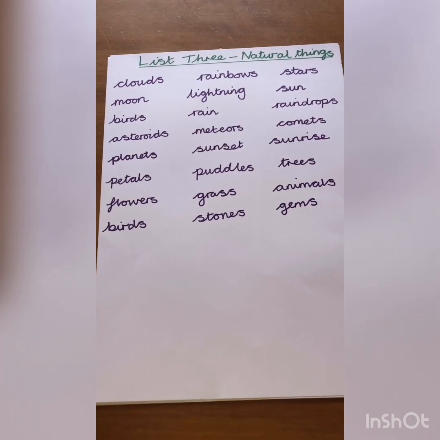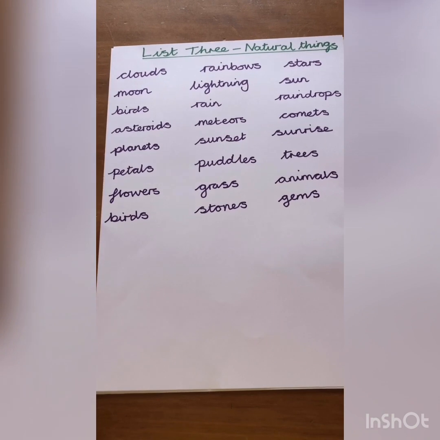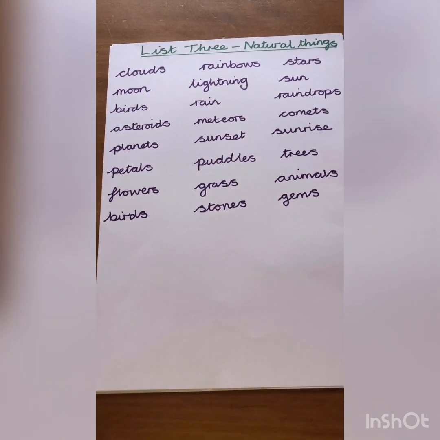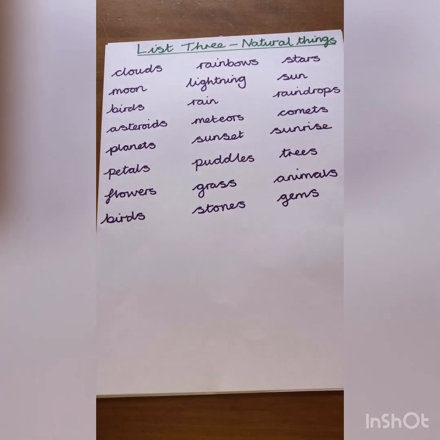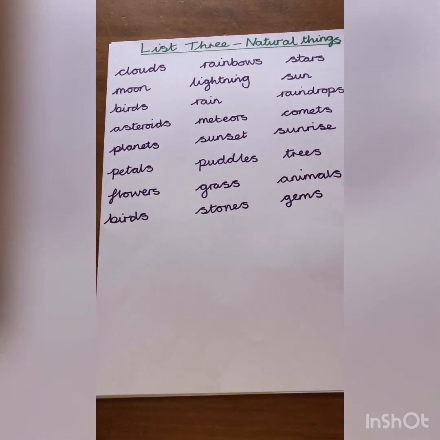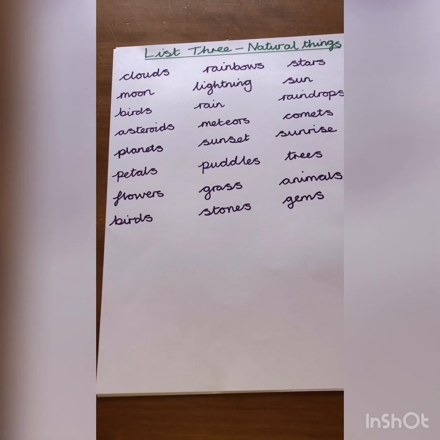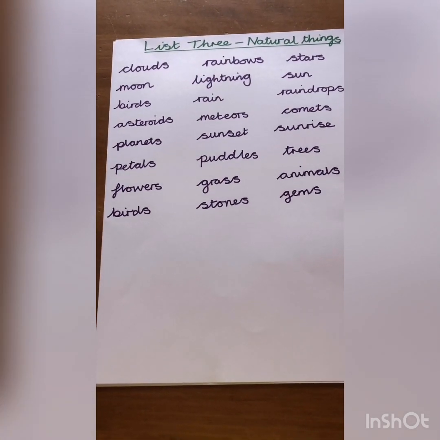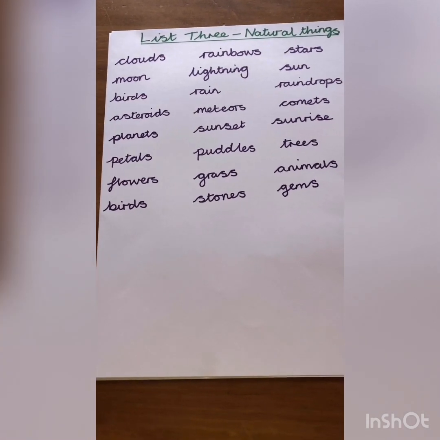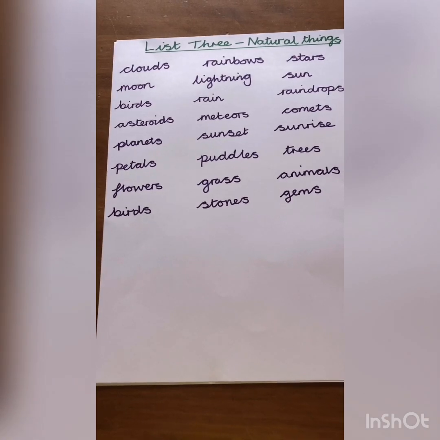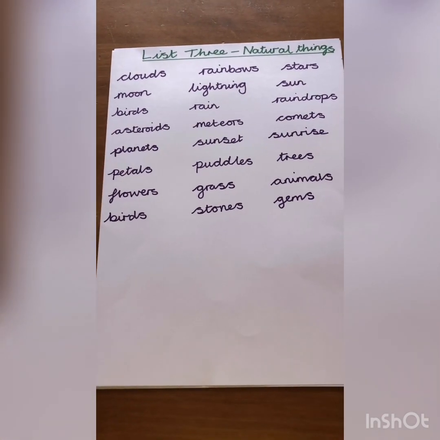So here you can see a whole range of different natural things that I think I can see around me. Some of them are from in the sky that I could see, like clouds, rainbows, stars, raindrops, the rain, asteroids, meteors, the sunset, sunrise. And then there are also some examples of objects that are natural in my environment. So I could see petals, flowers, birds, stones, gems, trees. The list could be endless, and make sure you have lots of fun.